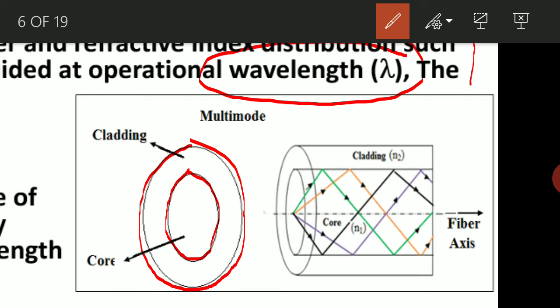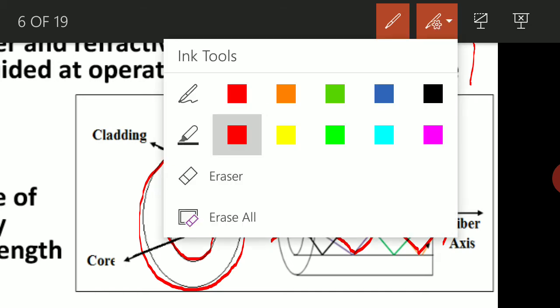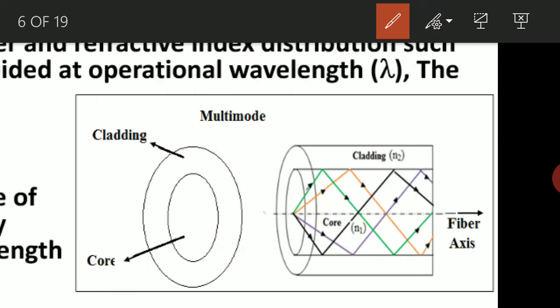So the different colors mean a ray of light can have different paths. Many more ray paths, more than one, can travel inside the optical fiber. So this is nothing but the multi-mode. Clearly the different colors are visible. It means that particular multi-mode fiber can sustain more than one ray path.